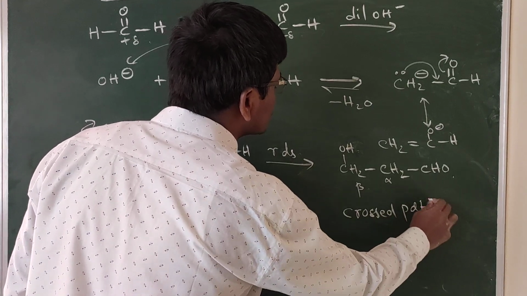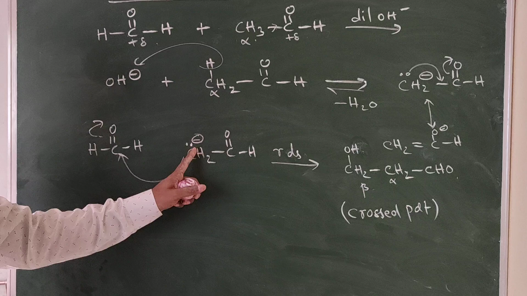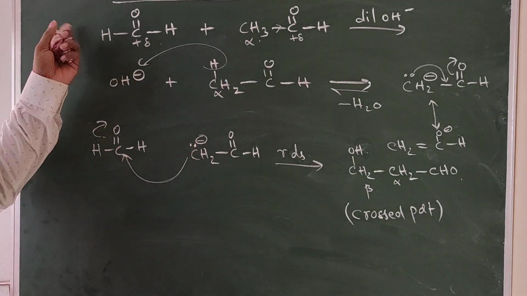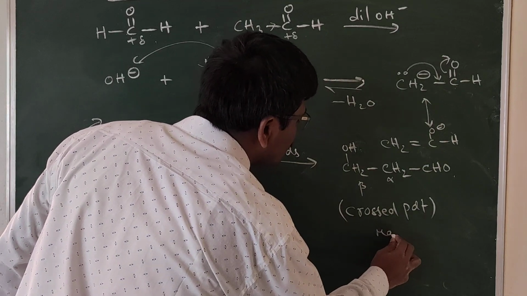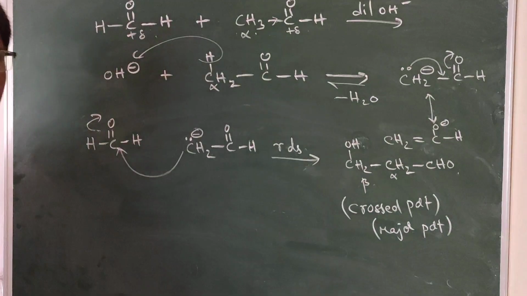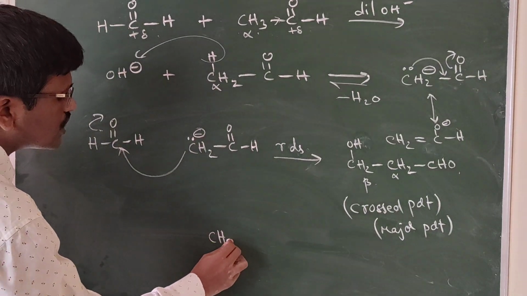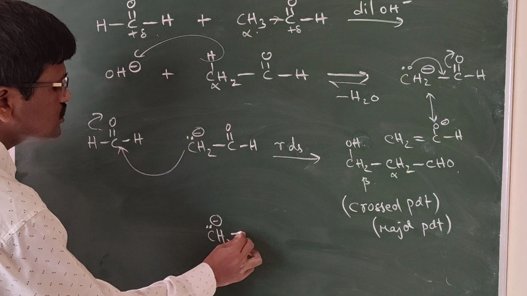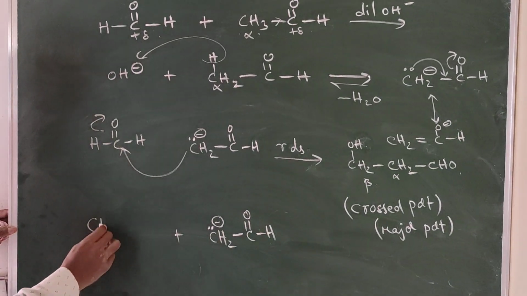Because the enolate ion is coming from one aldehyde, and this attacks another molecule of aldehyde, this is the crossed product, and this is formed in major amount. So this is considered the major product. In this reaction, self-aldol condensation also takes place. That is, the enolate ion may attack the same aldehyde.